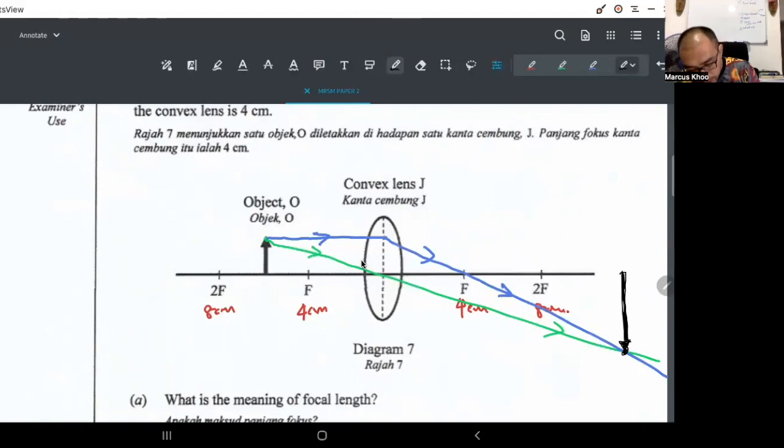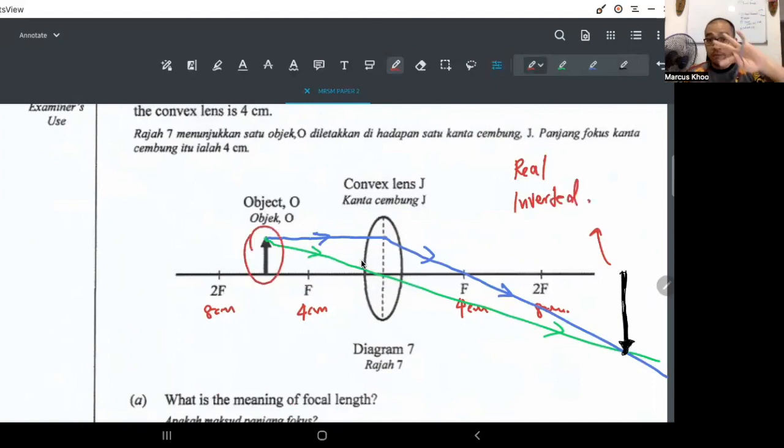Okay, you find that the image is definitely bigger, right? So the characteristics of this image will be, it will be a real image. It will be inverted. Inverted because originally it's upwards. After the lens, it becomes downward, so it's inverted. And secondly, it is magnified.